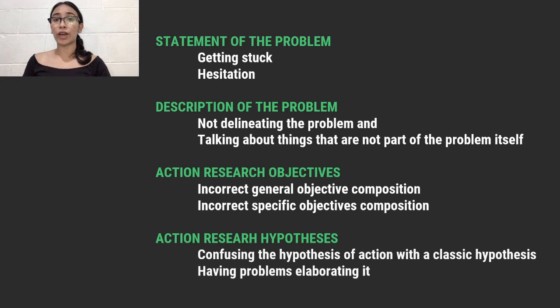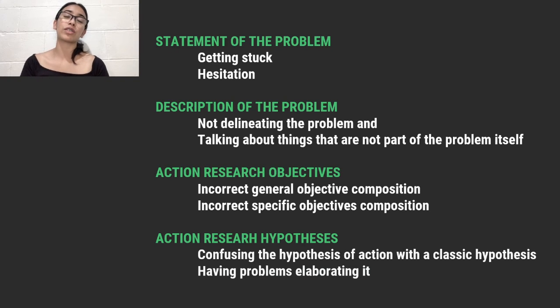Third, they verified students' composition on writing the action research objectives and the indicators, incorrect general objective composition and incorrect specific objectives composition. Finally, researchers studied students' ability to build a hypothesis of action and the indicators, confusing the hypothesis of action with a classic hypothesis and having problems elaborating it.